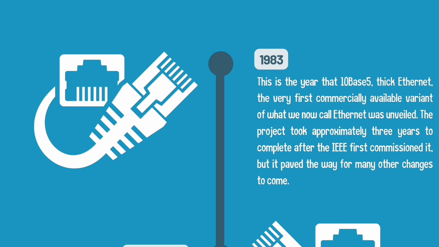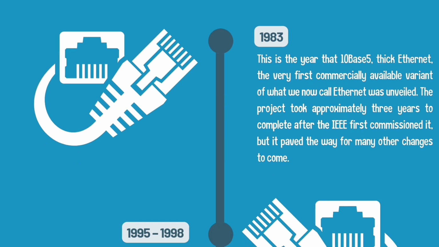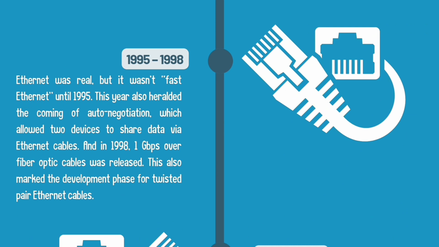For example, 1985 saw thin coaxial cables approved, and other modifications were made in 1987, 1990, and 1993. 1995, 1998. Ethernet was real, but it wasn't Fast Ethernet until 1995. This year also heralded the coming of auto negotiation, which allowed two devices to share data via Ethernet cables. And in 1998, 1 gigabit per second over fiber optic cables was released. This also marked the development phase for twisted pair Ethernet cables.